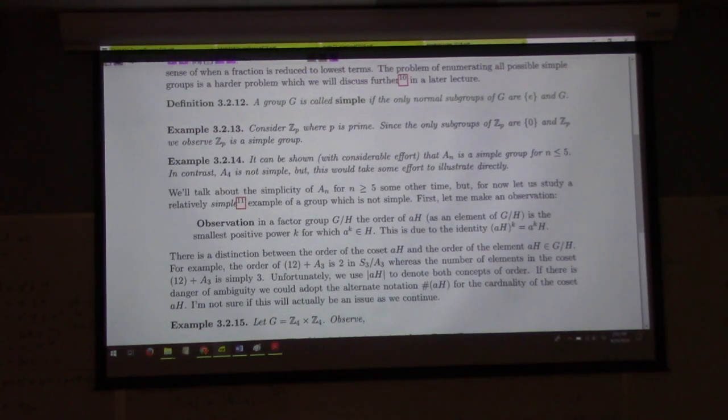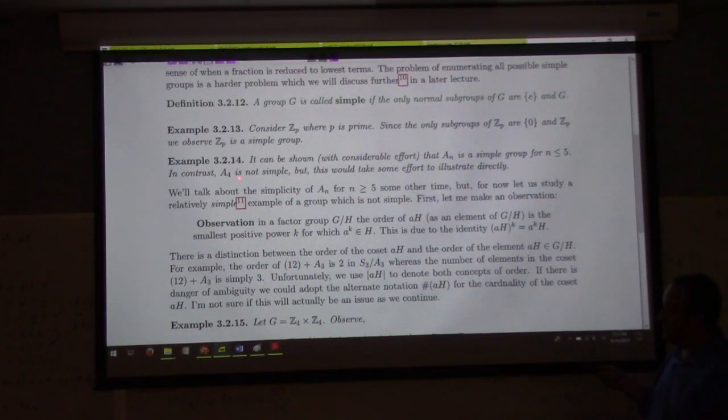So you already know some simple groups. Z_p, where p is prime, those are simple because the only normal subgroup of Z mod p is 0 or Z_p, right? So that's a simple group. And you can actually show that A_n, the alternating group of order n, is a simple group for n larger than or equal to 5.